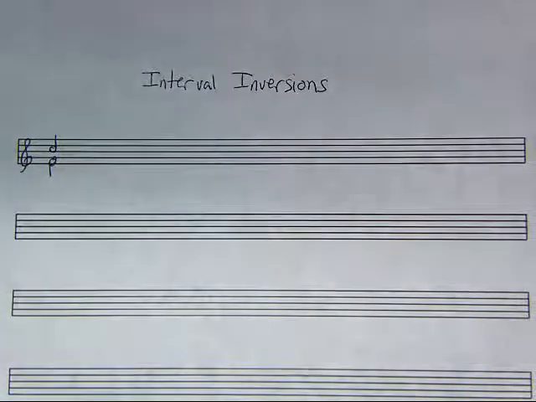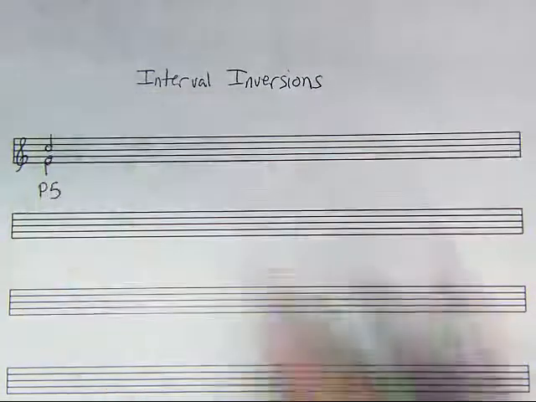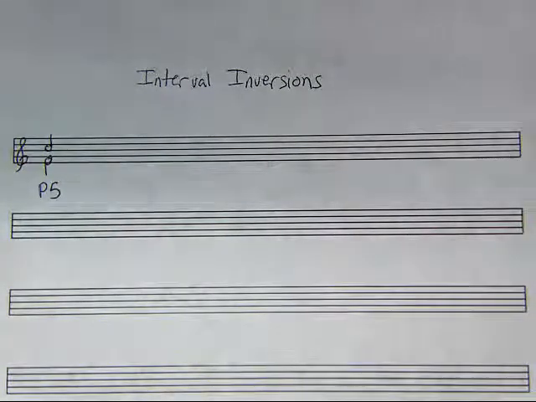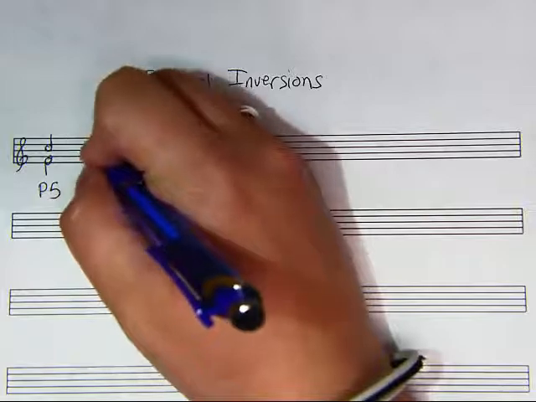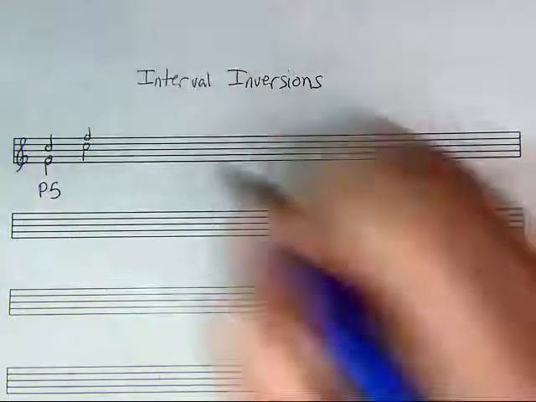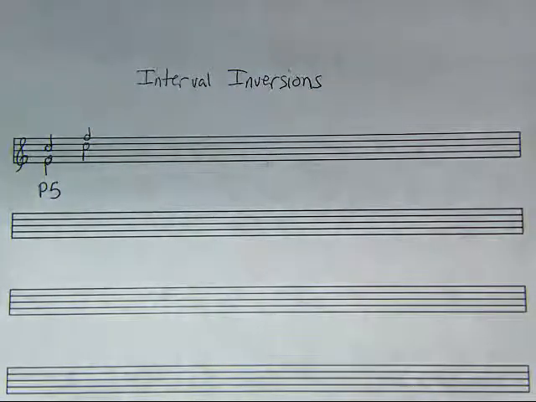So here I've written a perfect fifth from F to C. F is the bottom note and C is the top note. If I want to invert this interval, then I'm going to make C the bottom note and F the top note. So I'm still working with F and C, but I'm just going to switch places with them. So I can do this by keeping the C where it is and moving the F up an octave. Like that. Or I can leave the F where it is and move the C down an octave.